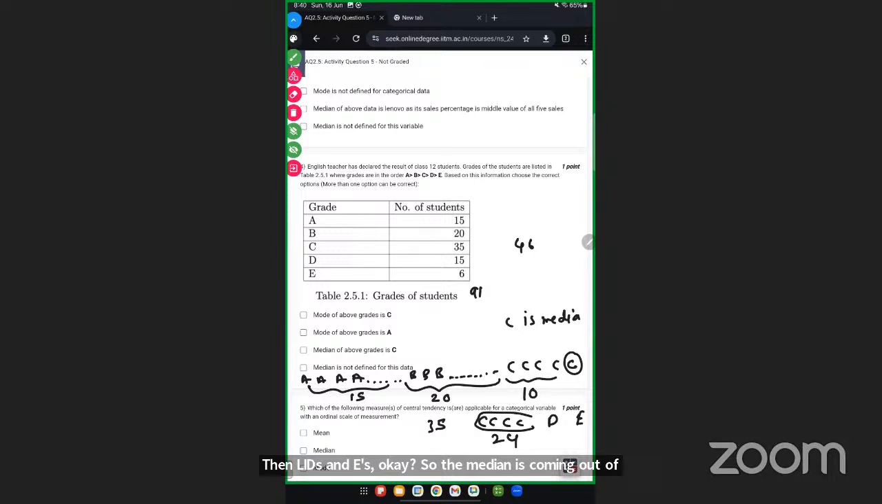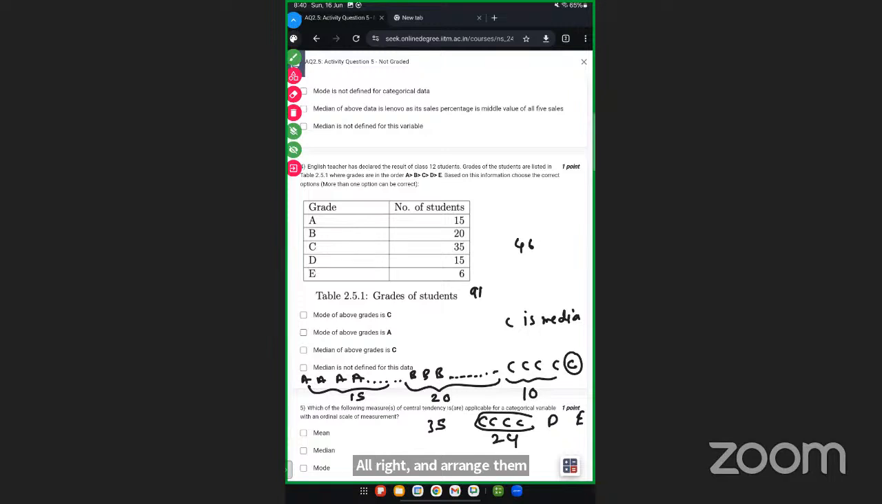You get it? Yes, sir. Or you can create this in a spreadsheet, if you know how to use Microsoft Excel or Google Spreadsheet. Write A, B, C, D, E this many times: 15 times A, 20 times B, 35 times C, and so on. Arrange them in ascending order.